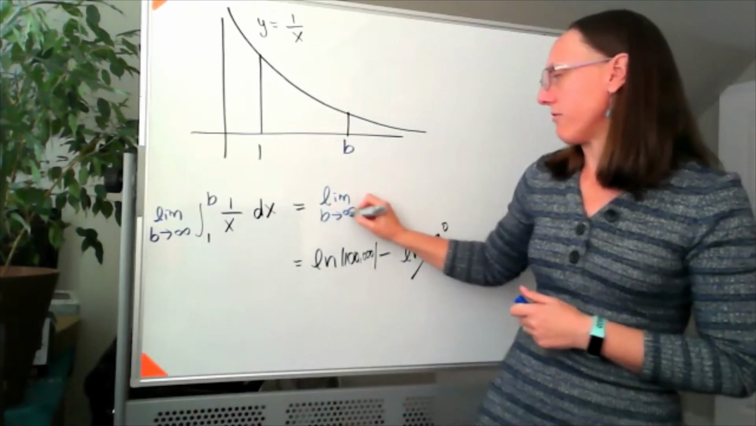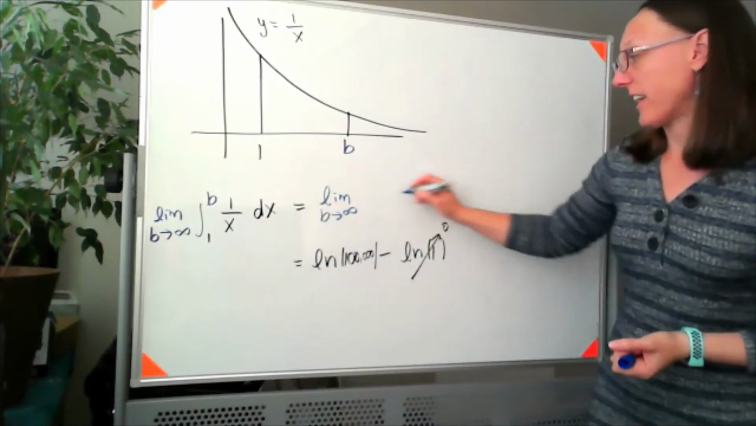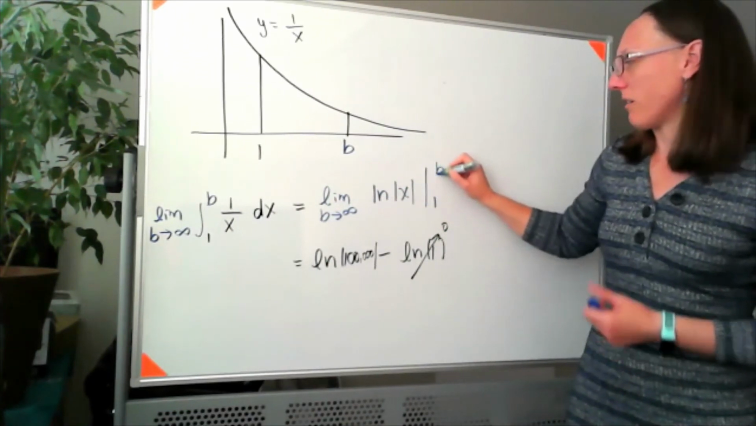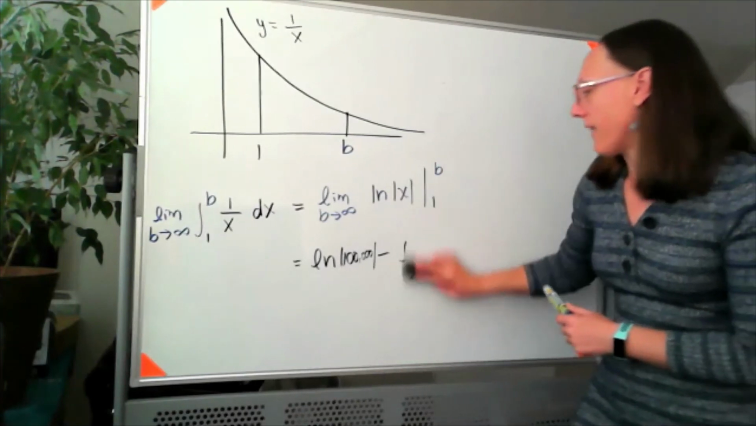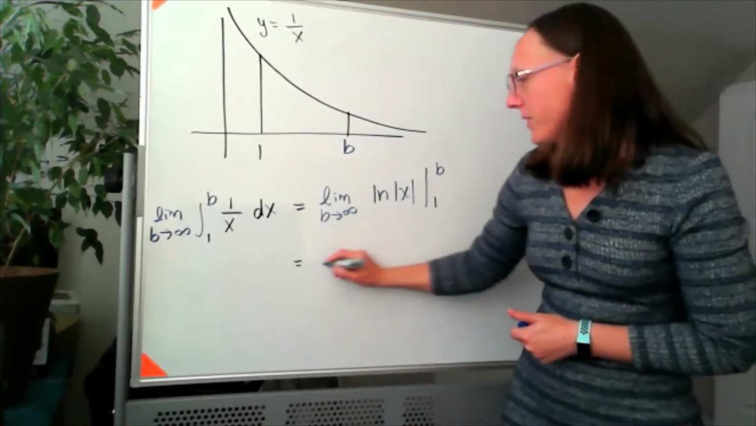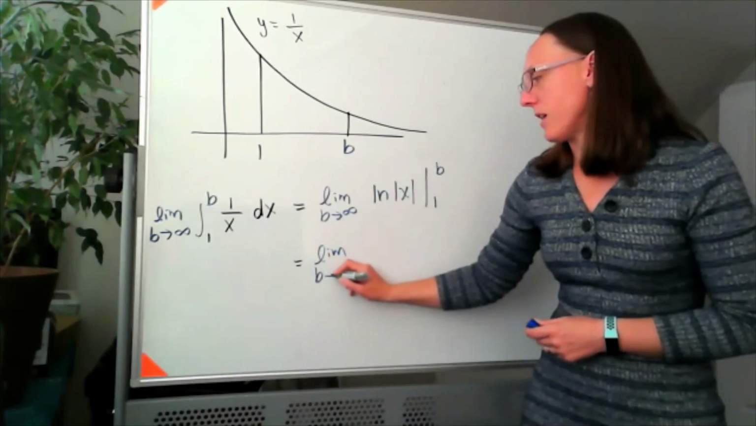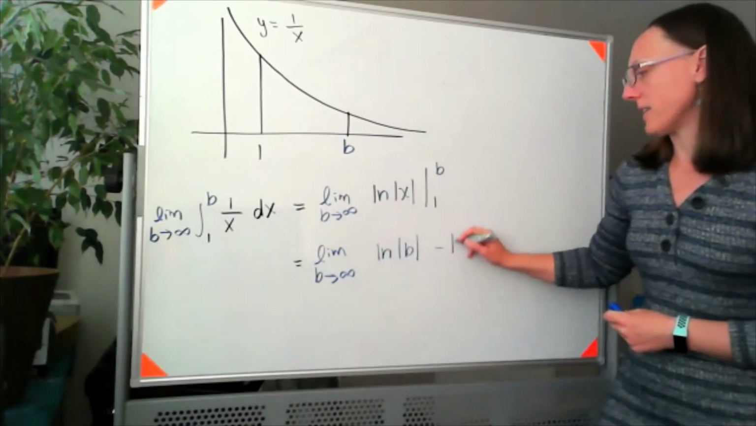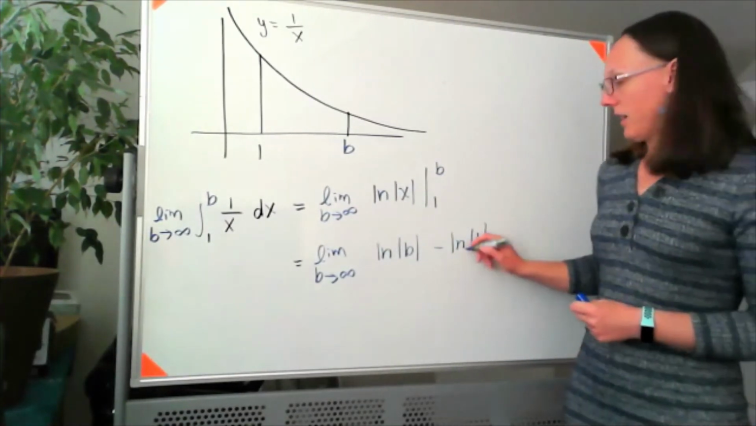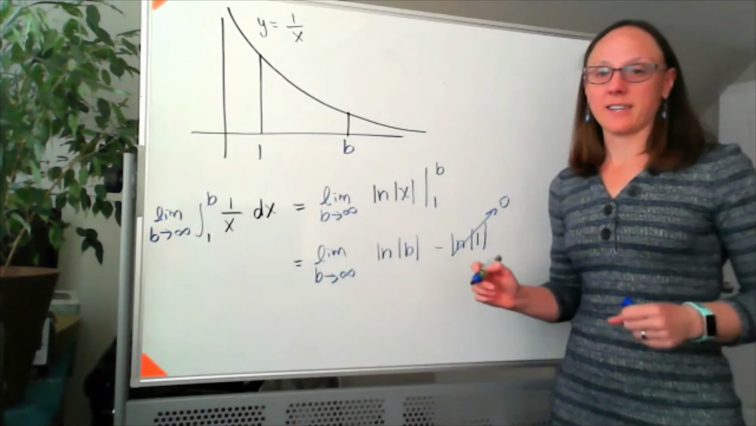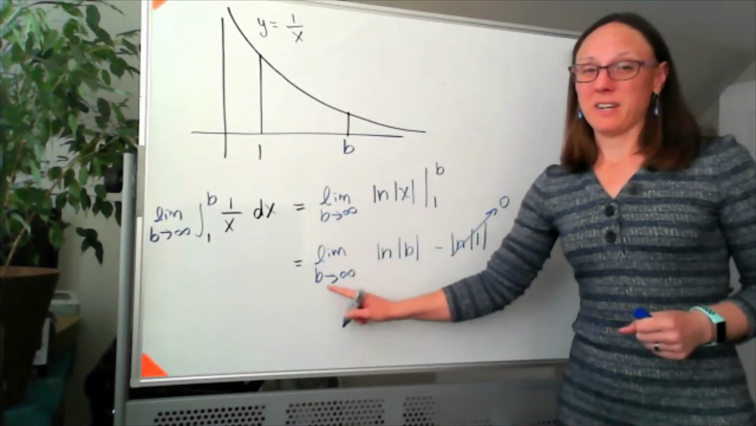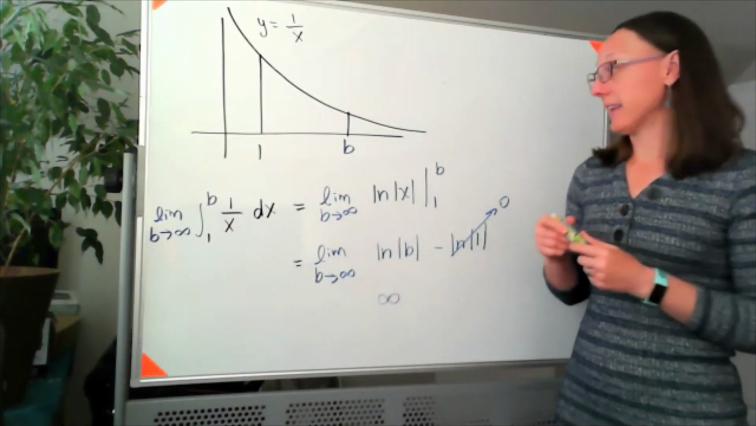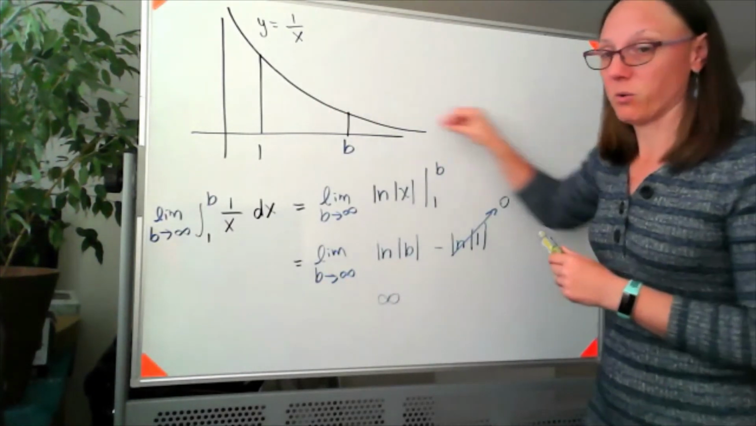b approaches infinity of what we just had for that antiderivative, natural log absolute value of x, evaluated from 1 to b. And this bottom step would look like the limit as b approaches infinity of natural log of b minus natural log of 1. And then here's the really, really unexciting part. The limit as b approaches infinity of ln of b is infinity. Yeah, there's an infinite amount of area under there if you go all the way out.